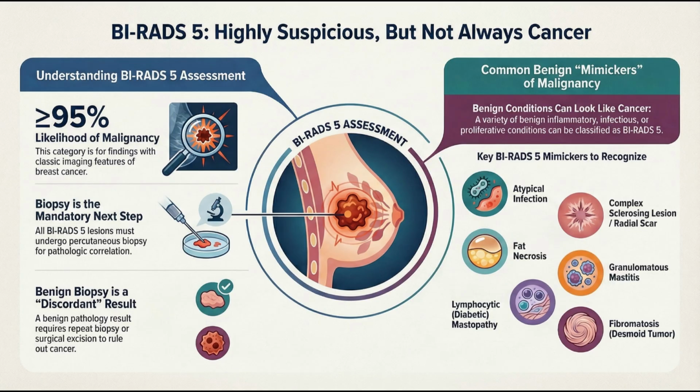So our mission today is to explore that other 5%, that gap. We're going to look at the really surprising variety of benign things, these great biological mimickers, that can look exactly like an aggressive cancer on an image. Right. This isn't just a list of rare conditions. It's about understanding why these exceptions happen and what they teach us. Okay, so before we meet the imposters, let's get a really clear picture of the real thing. What does a true textbook BI-RADS 5 malignancy actually look like?